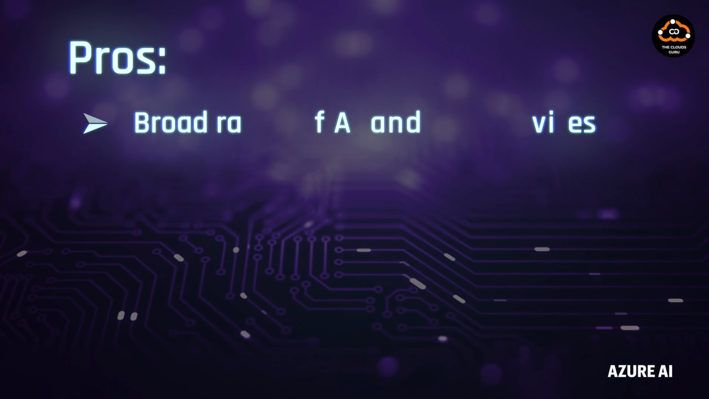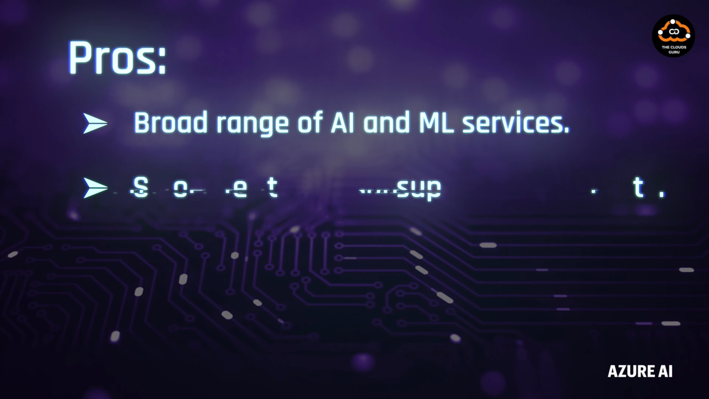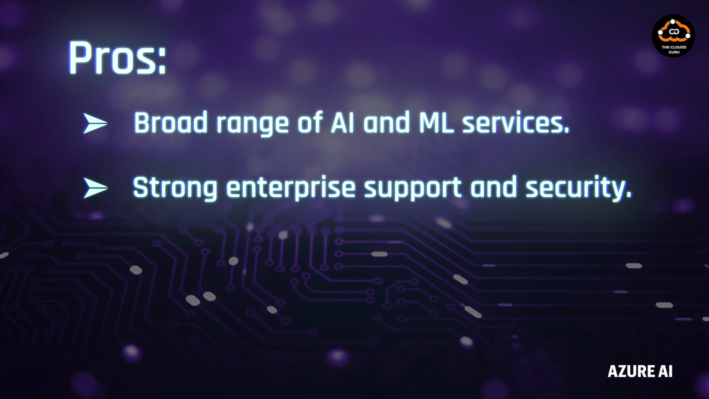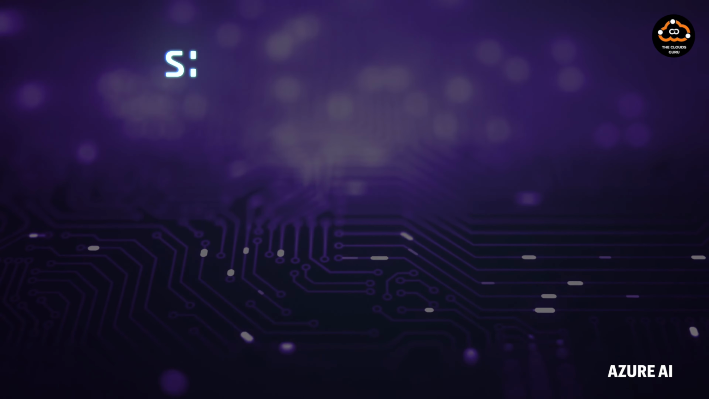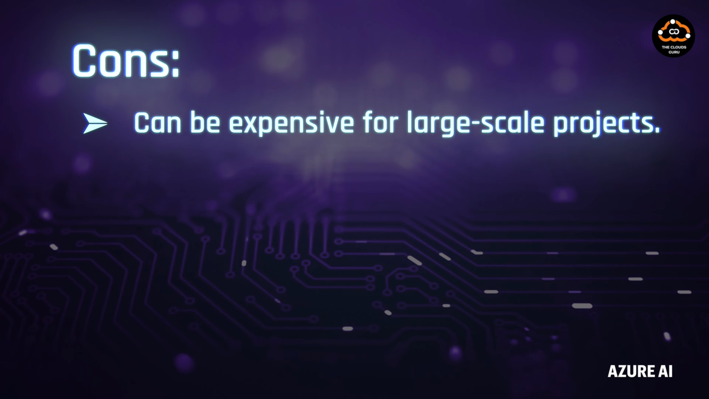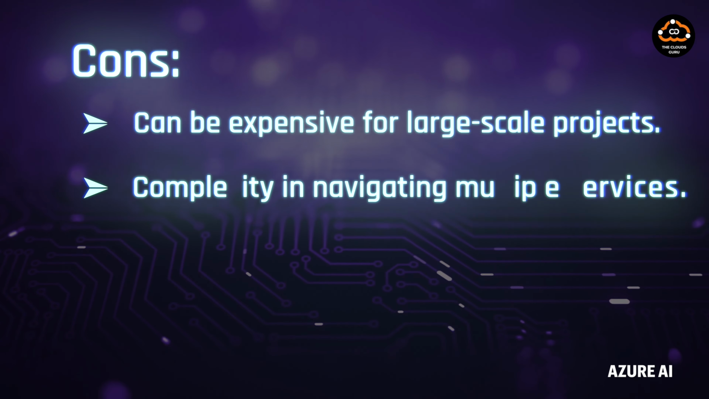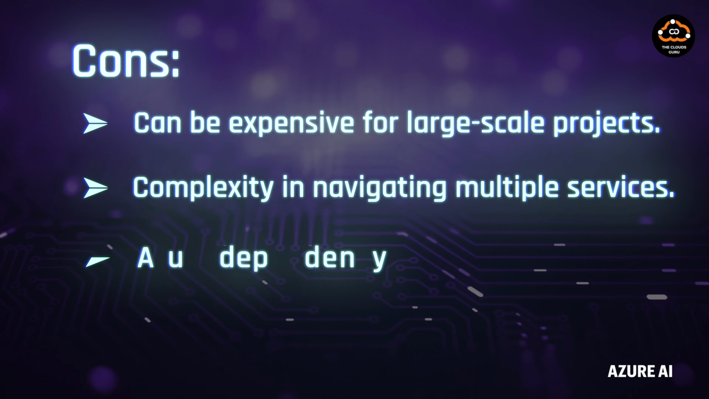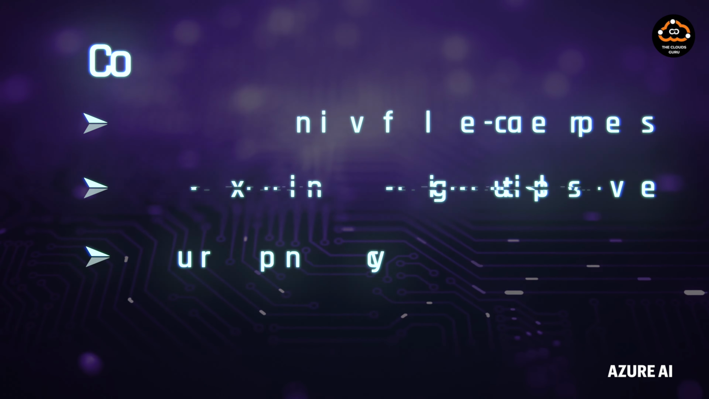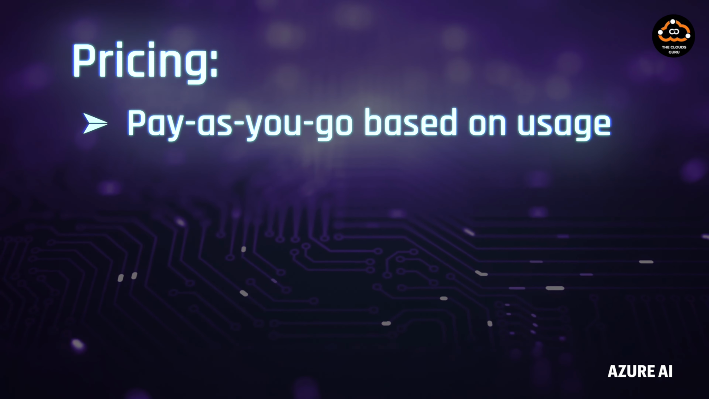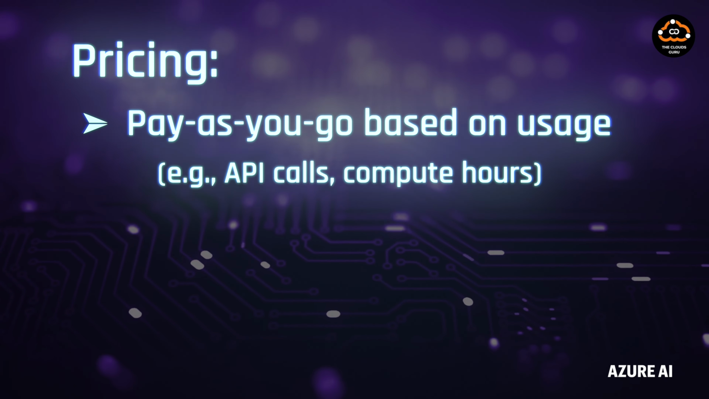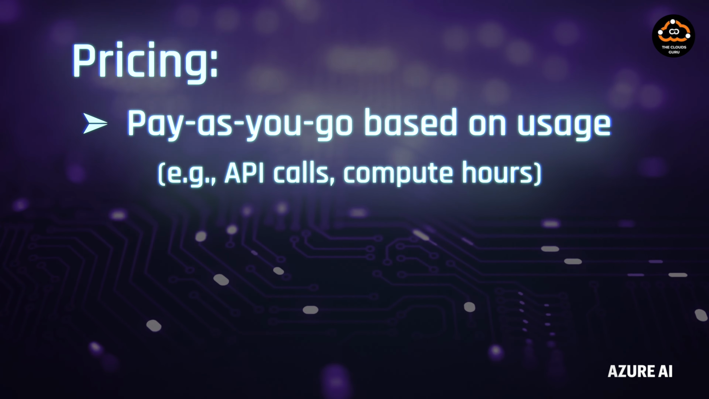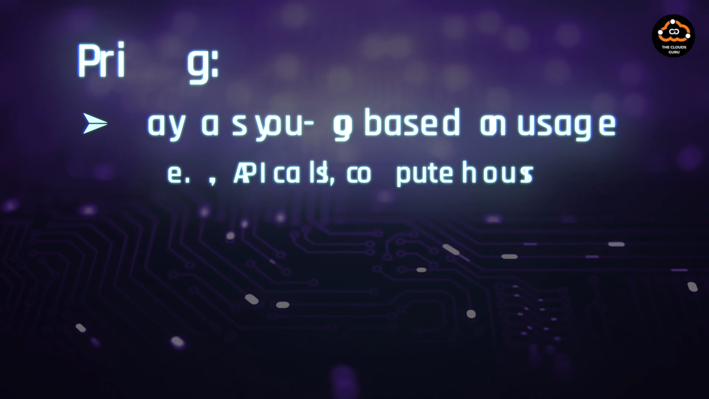Pros: broad range of AI and ML services, strong enterprise support and security, integration with other Microsoft services. Cons: can be expensive for large-scale projects, complexity in navigating multiple services, Azure dependency. Pricing: pay as you go based on usage, for example, API calls and compute hours. Detailed pricing is available on the Azure AI pricing page.